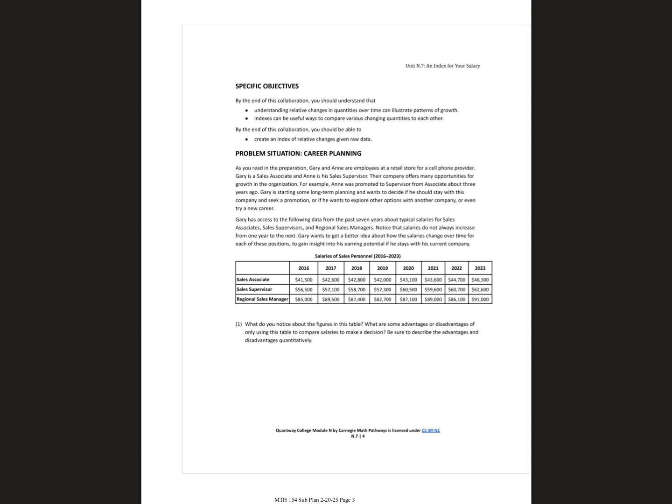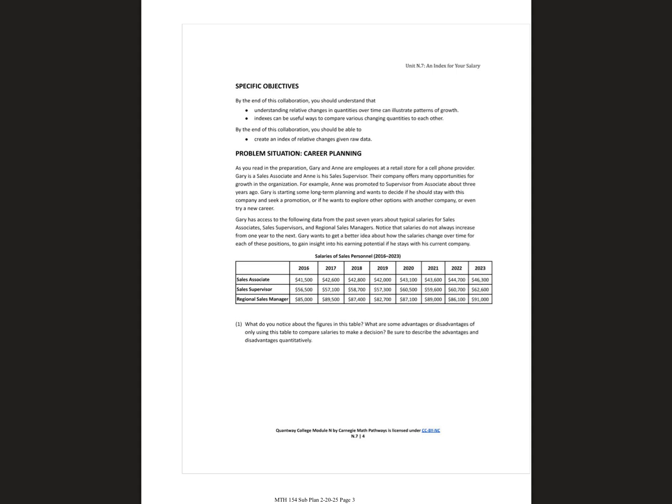Gary has access to the following data from the past 7 years about typical salaries for sales associates, sales supervisors, and regional sales managers. Notice that salaries do not always increase from 1 year to the next. Gary wants to get a better idea about how the salaries change over time for each of these positions to gain insight into his earning potential if he stays with the current company. As you can see in this table, the salaries for sales personnel from 2016 to 2023 for sales associates, sales supervisor, and regional sales managers.